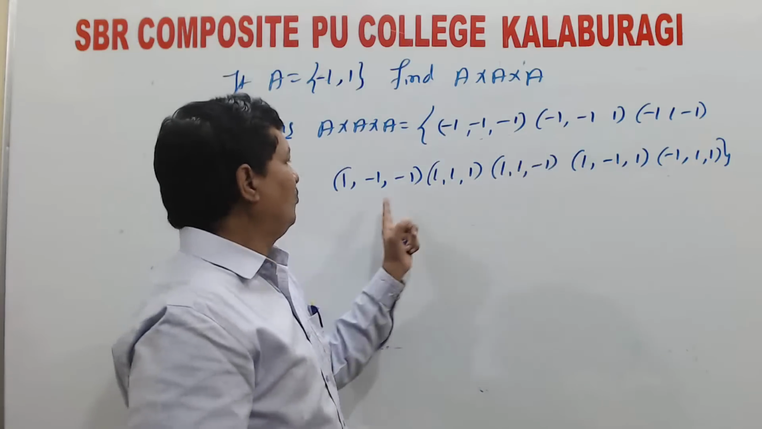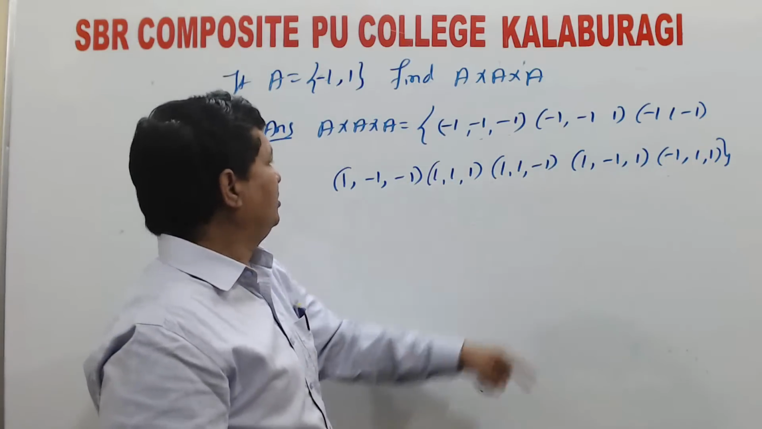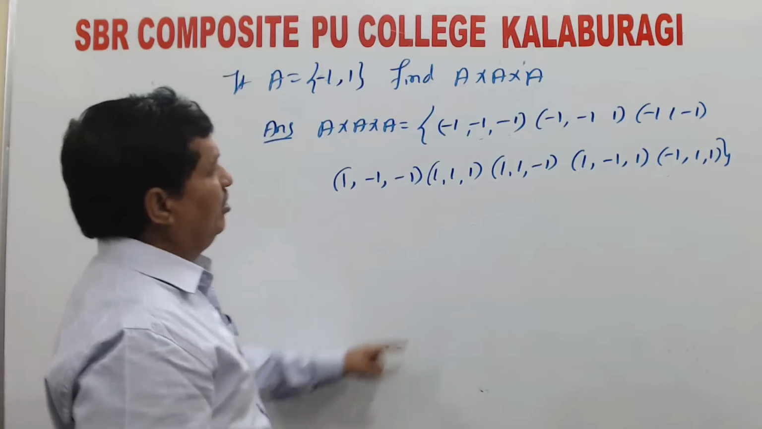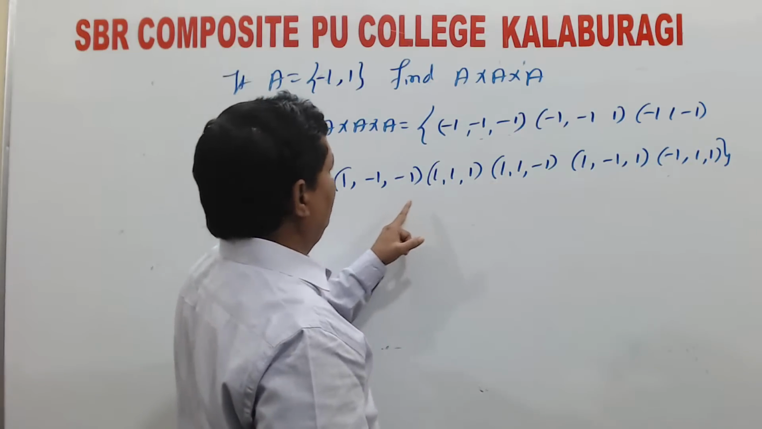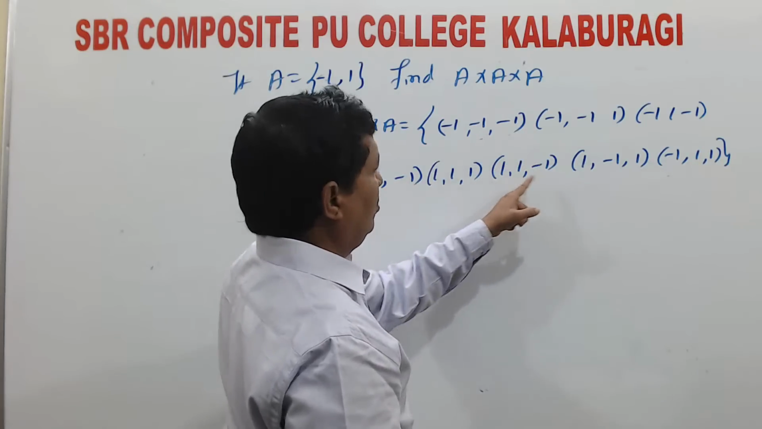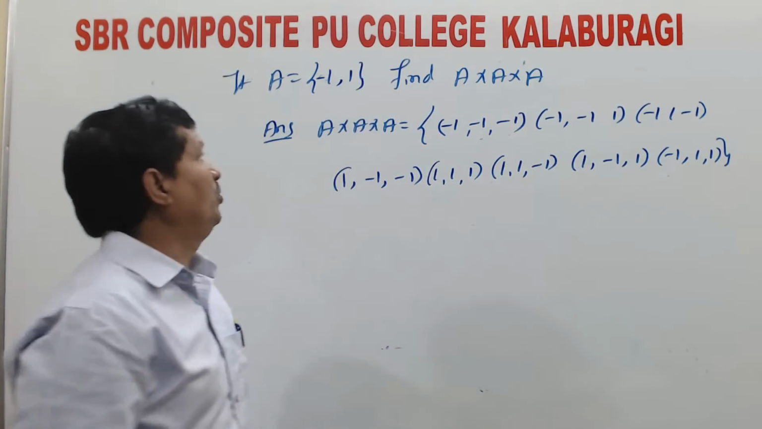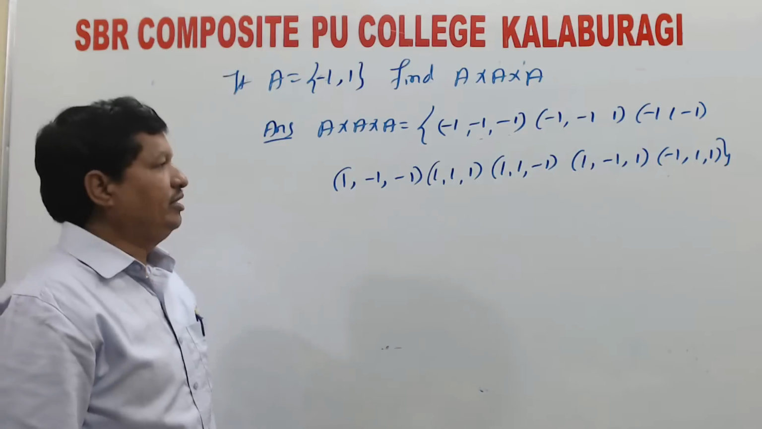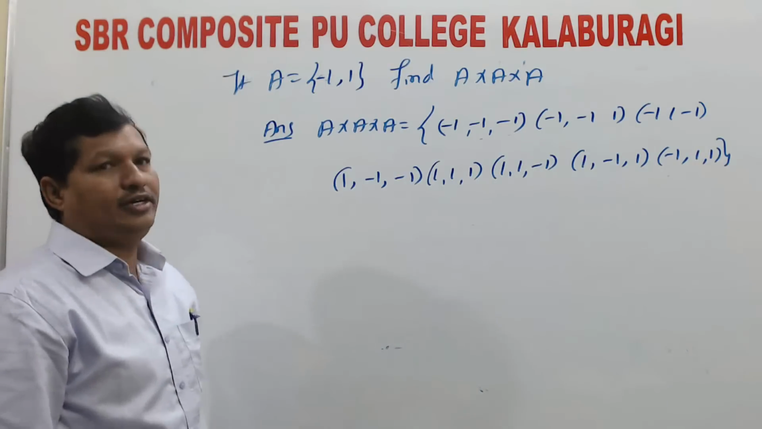1, 2, 3, 4, 5, 6, 7, 8. Only 8 will come. 2 into 2 into 2 is 8. Okay, in this way I would write ordered triplets.